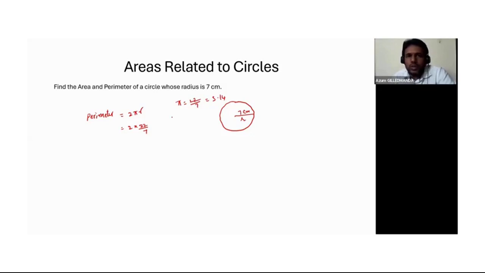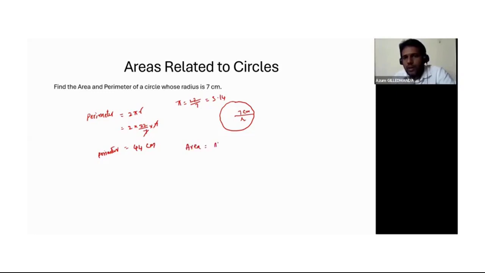Here I'll use 22 by 7 because the radius is 7, so I can easily cut it. So 7 gets cut. So 2 into 22 is 44. The units are important here, 44 centimeter. So that's the perimeter.